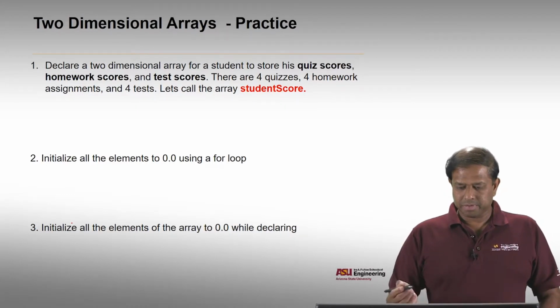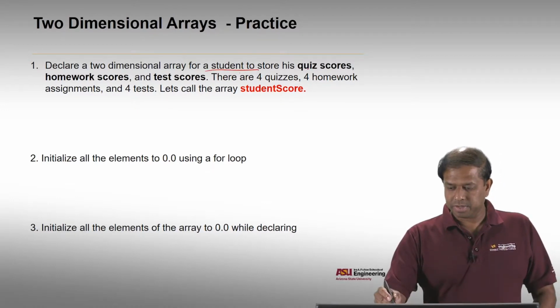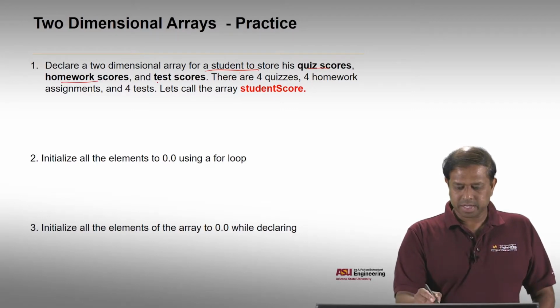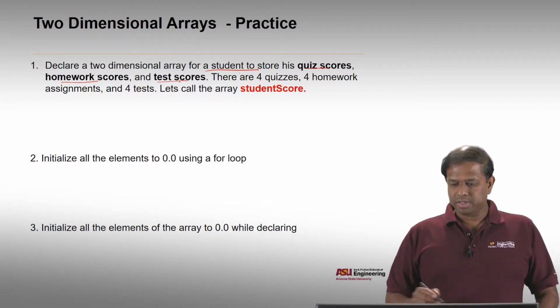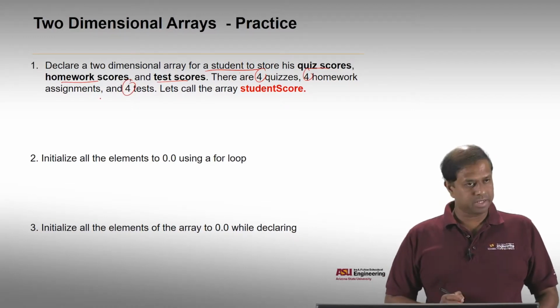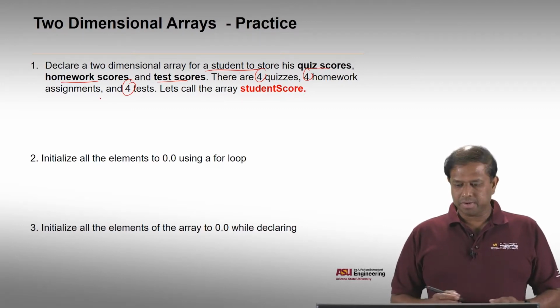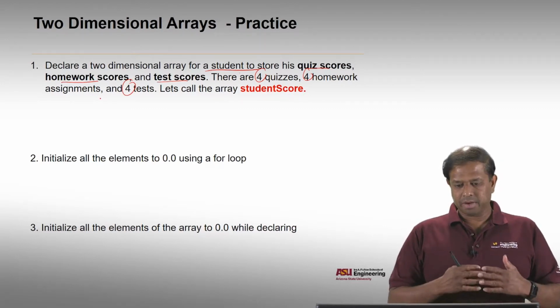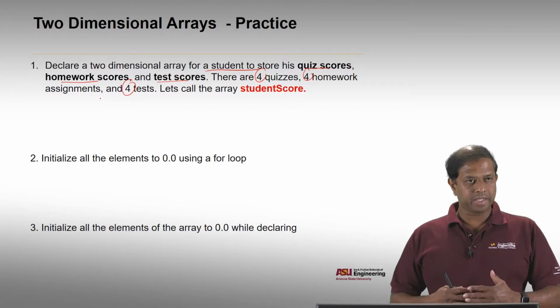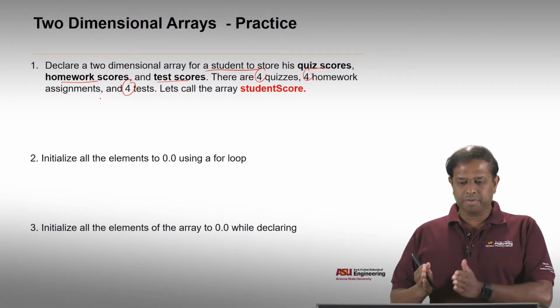Suppose we want to declare a two-dimensional array for a student to store the quiz scores, homework scores, and the test scores. So there are 4 quizzes, 4 homeworks, and 4 tests. We call this array student score. Since we have 3 different types of things that we want to store, each of these 3 things is going to have 4 of them.